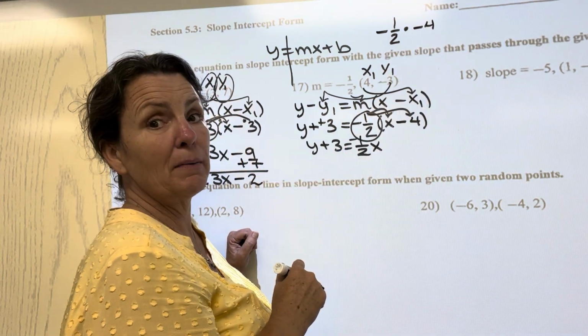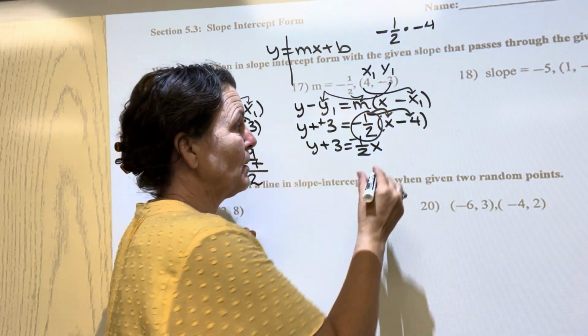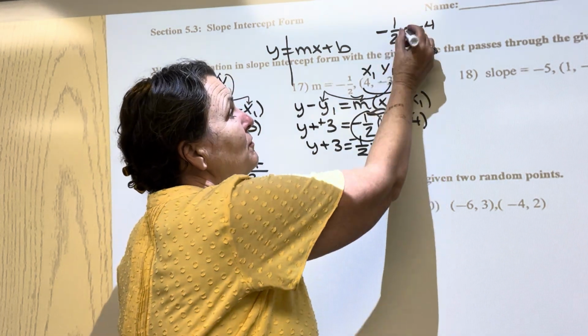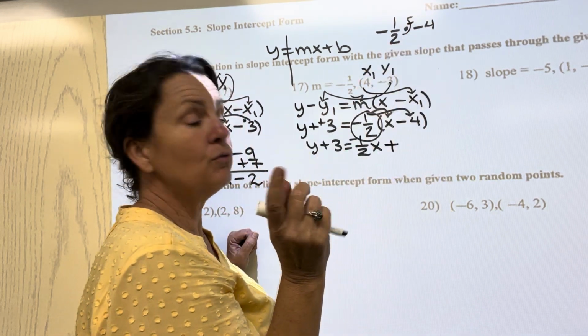Okay, let's do it piece by piece. What's a negative times a negative? Positive. Good job. What's half? I like to think of this as the word of. What's half of 4? 2.